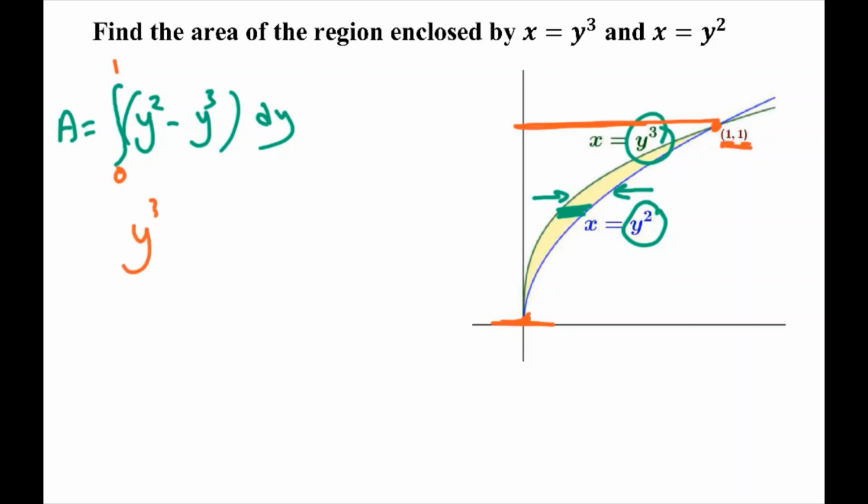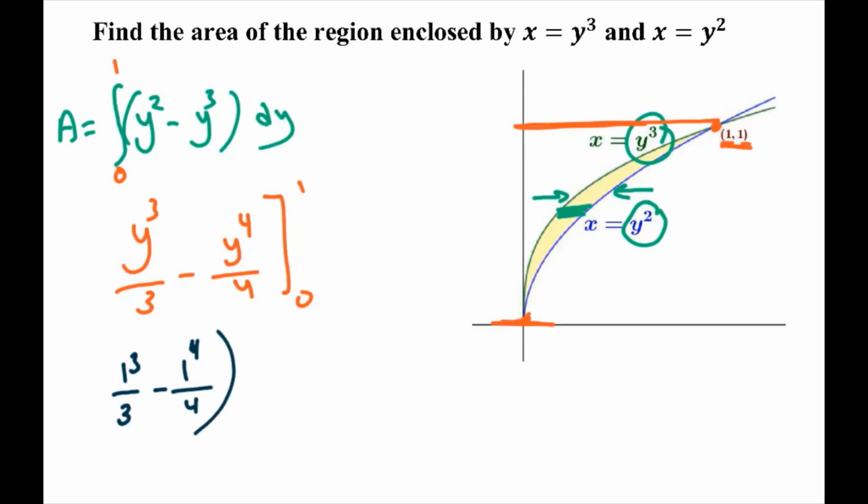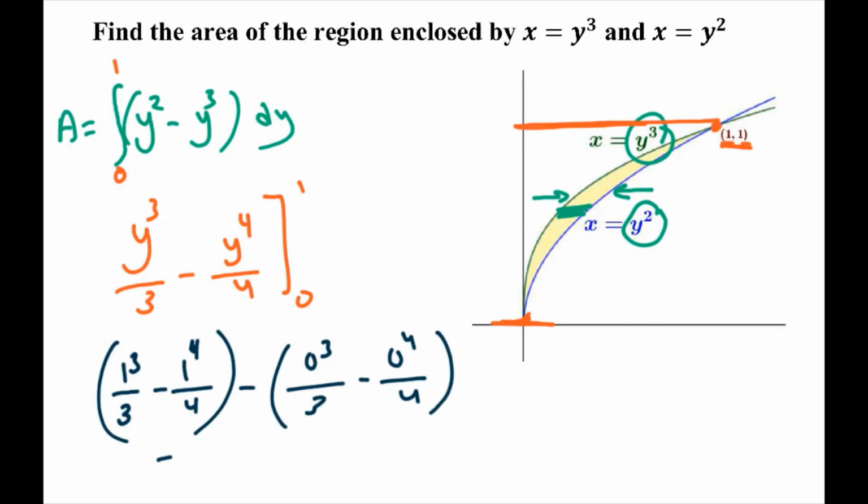That's going to be y cubed over 3 minus y to the power of 4 over 4 from 0 to 1. And then it's going to be 1 cubed over 3 minus 0 and 0. That's going to be 1 over 12. So the area will be 1 over 12 unit squared.